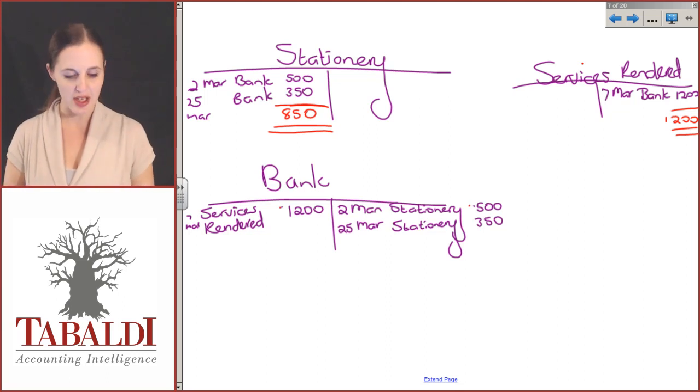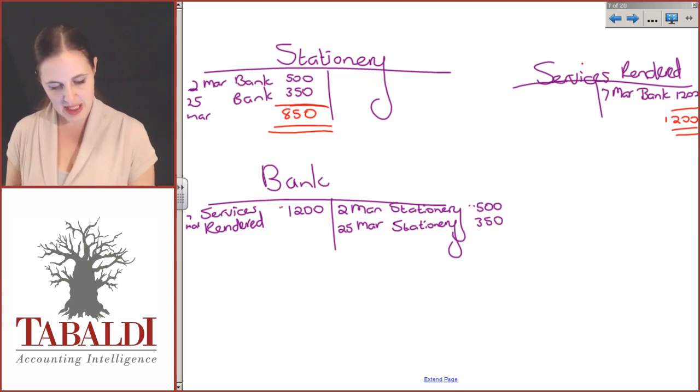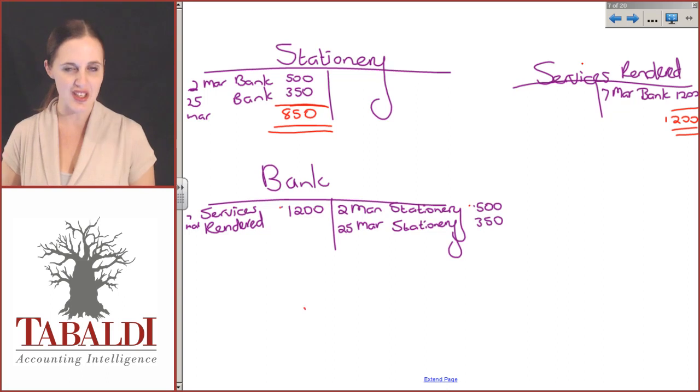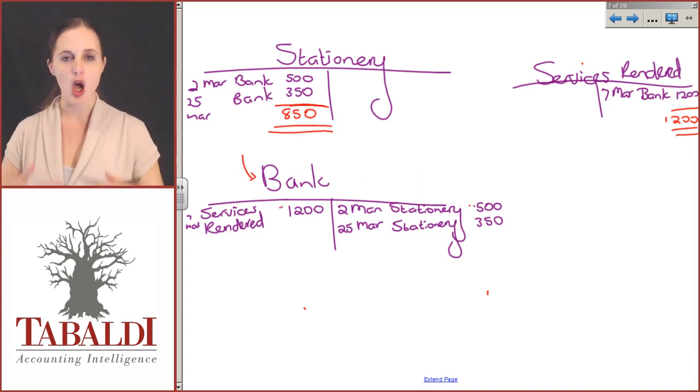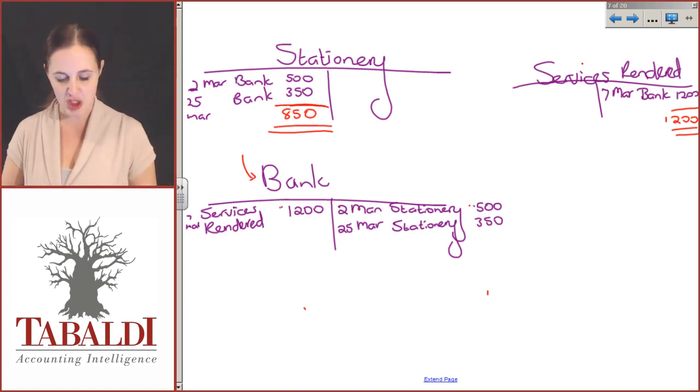There are debits and credits. Merely adding up the debit side and adding up the credit side doesn't actually tell us what we need. What I want to know at the end of the day is, how much do I have in the bank? After all the transactions have happened, how much do I have left?